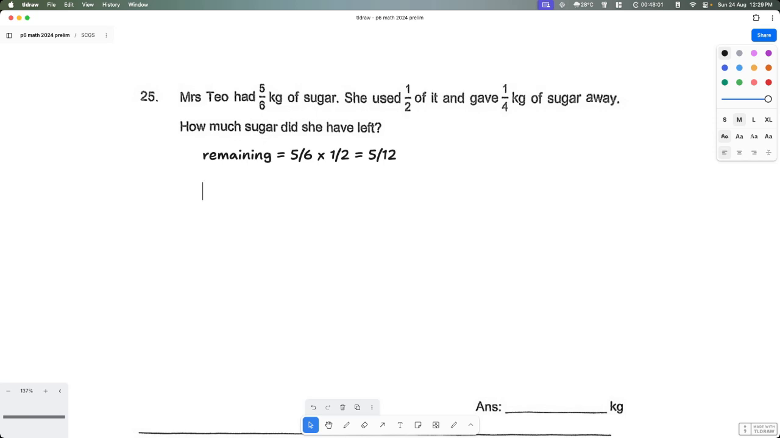So left is equal to 5 over 12 minus 1 over 4, which is equal to 5 over 12 minus 3 over 12, which is equal to 2 over 12, which is equal to 1 over 6 kilograms. So this is how much she had left, which is 1.6 kilograms. There you go, 1.6. All right, let's move on to the next question.